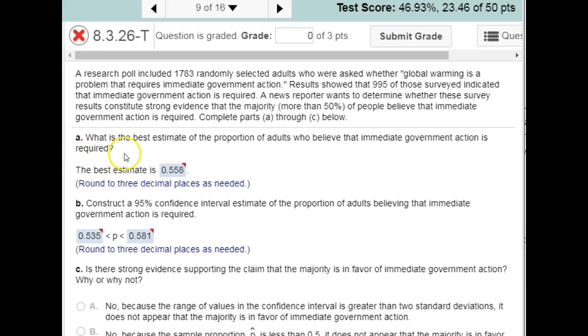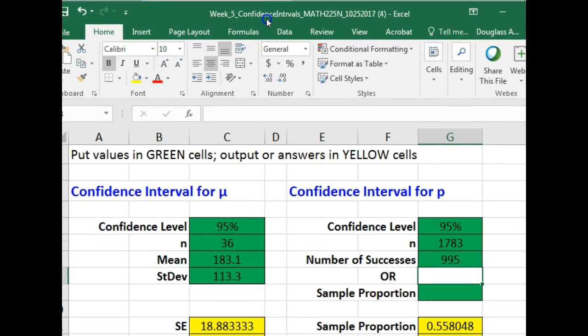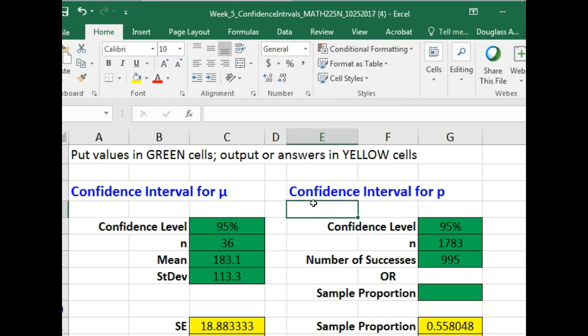So for part A, what's the best estimate of the proportion of adults who believe that action is required? And the only data we have to go off of is this survey. So the results from that survey give us the best estimate. So let's open up the week 5 spreadsheet here, and we're doing proportions, trying to find the proportion of people who agree with this statement.